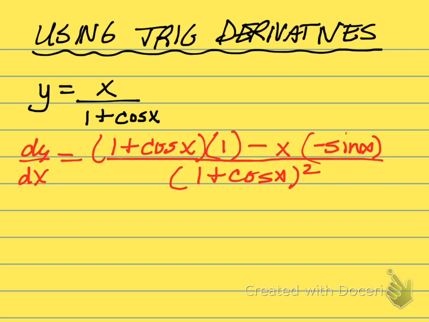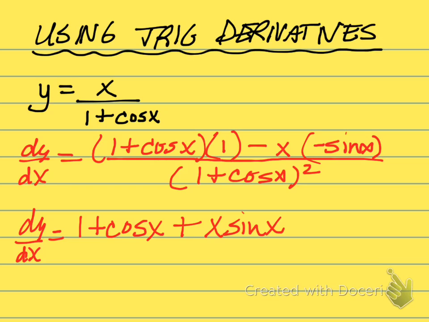squared. So if we simplify then, dy dx will be 1 plus cosine of x plus x sine of x all over the quantity 1 plus cosine of x squared.